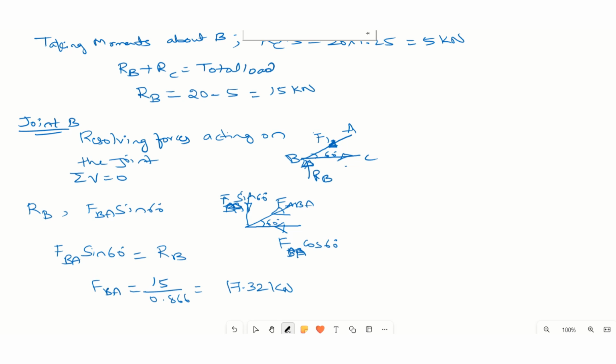So we get the answer in positive terms, so our assumption of the direction of the member acting towards the joint is correct. Our assumption is compression, so B to A is compression. Okay, now coming to the horizontal component; this was the vertical.